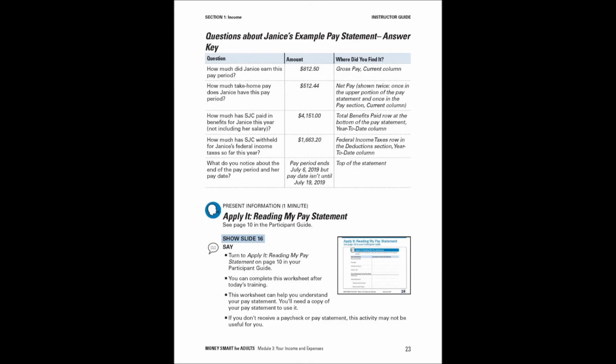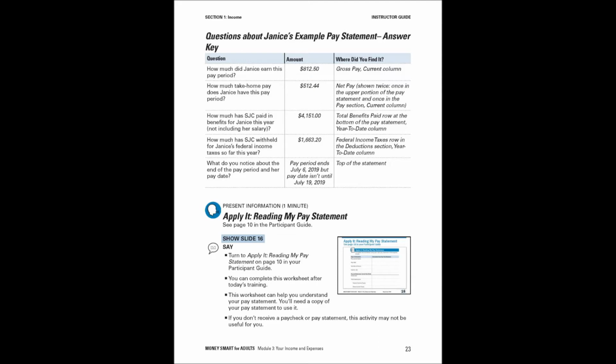You'll see an example of the pay statement that Janice has here on page 22 in your instructor guide. The answer key for the pay statement is here on page 23, and you'll give the participants an opportunity to share their answers before you share the answers from the key. Now, this is really to help prepare them for the next activity, which is Apply It, reading my pay statement.